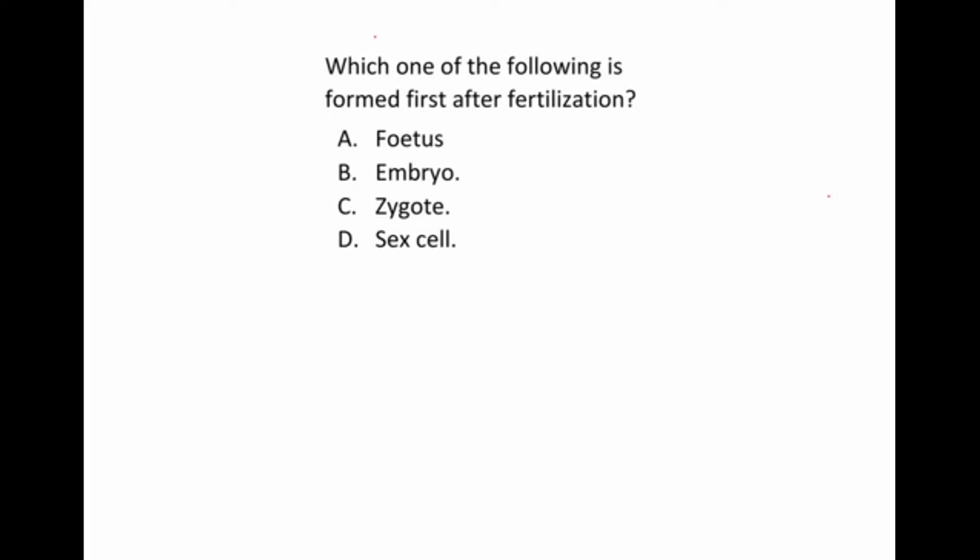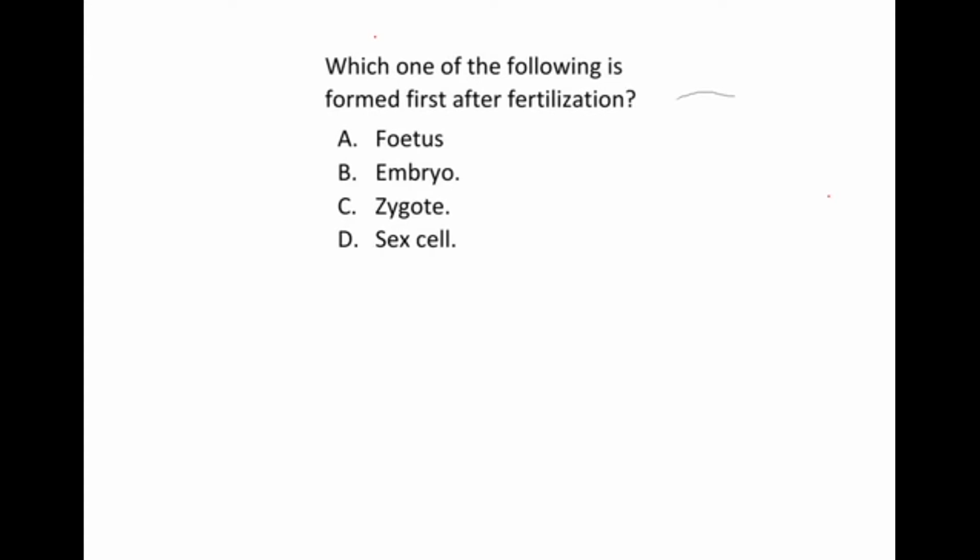Which one of the following is found first after fertilization? Fertilization, as we know, is the union of the male and the female reproductive cells. Fertilization occurs in the oviduct or in the fallopian tube.